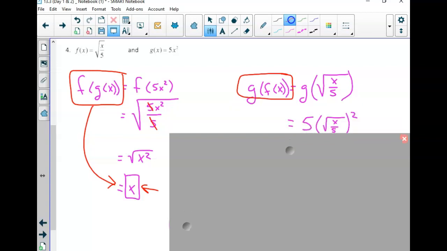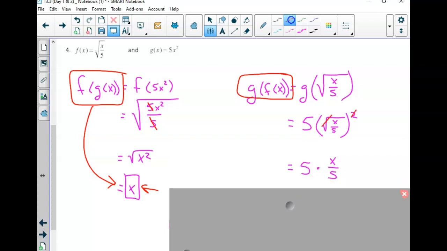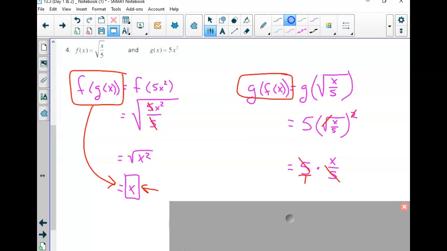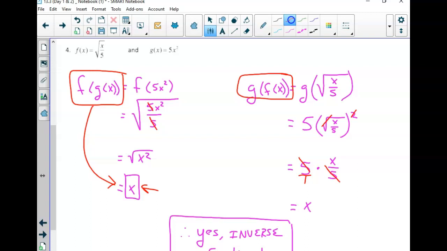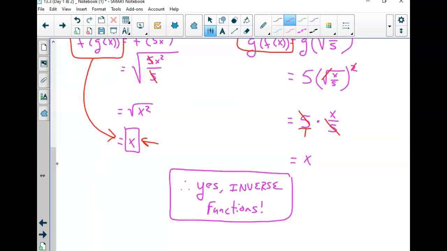So I'm going to plug f into g. Well, notice, when I square a square root, that square gets rid of the square root. So I really have 5 times 1 over 5. And remember, that's a 5 over a 1. And we can simplify before we multiply. And we get just an x on that one. Therefore, yes, these are inverse functions of each other. Okay? So that's what you're going to have to do, one or two of those in your homework.